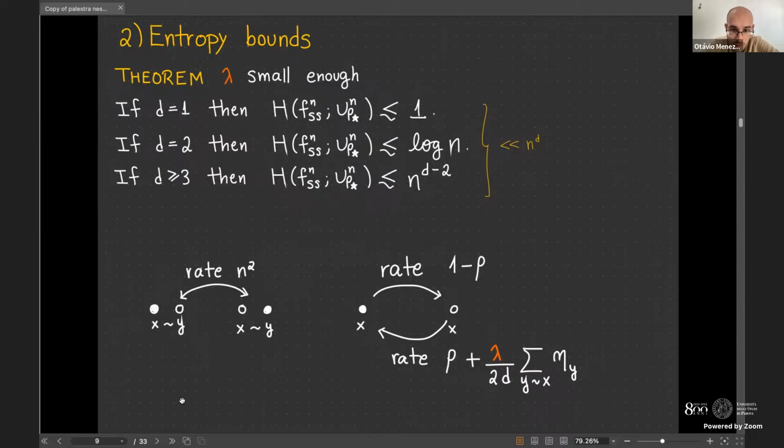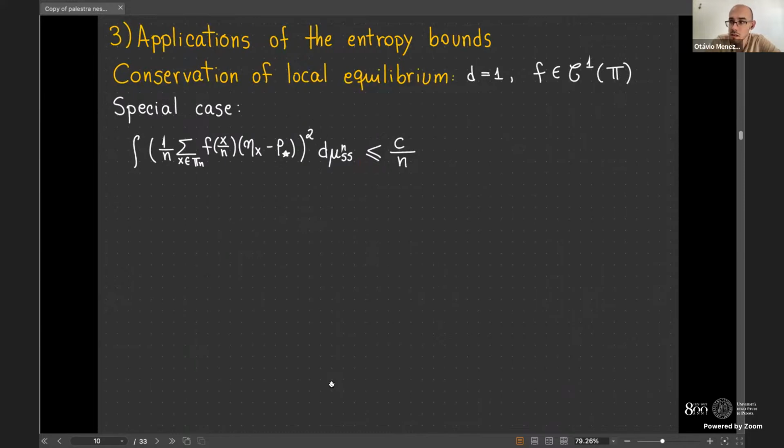Once we have the dynamics, the stationary measure, we guess an explicit measure that should approximate the stationary one. If we have those bounds, about which we will talk in the second part, what can we say about the stationary measure? One of the computations we can do is, we have to call it conservation of local equilibrium, but I guess there are several statements that deserve this name.